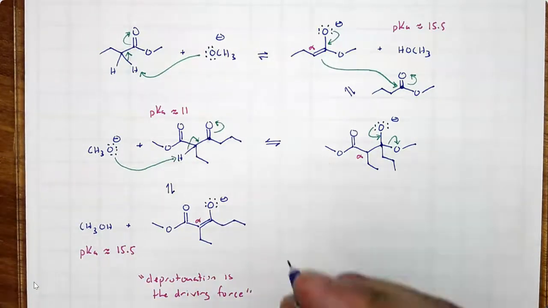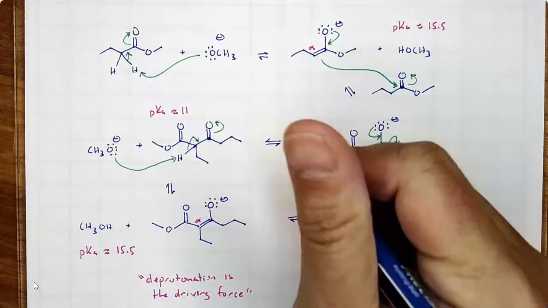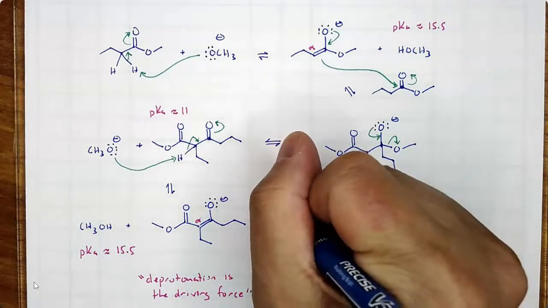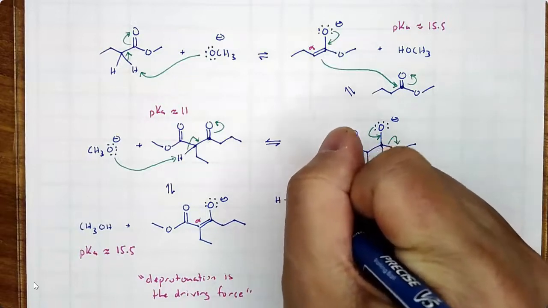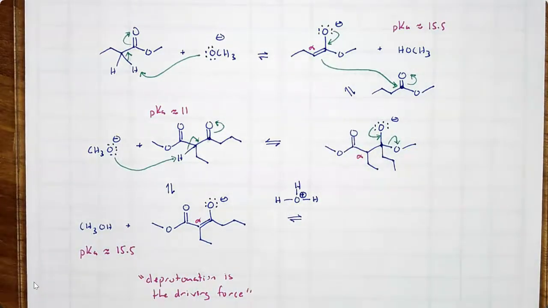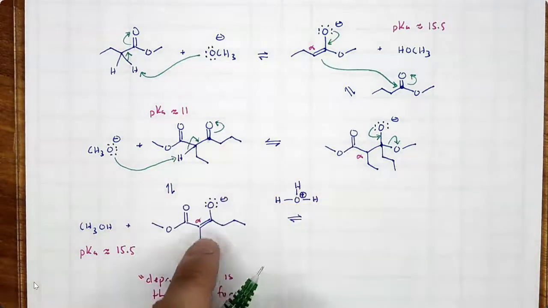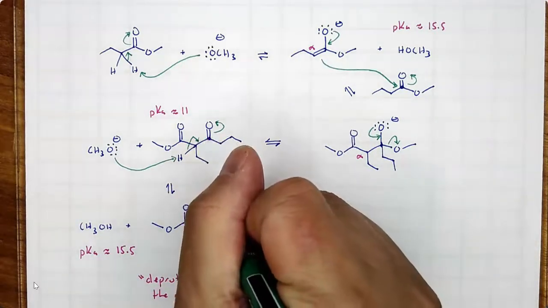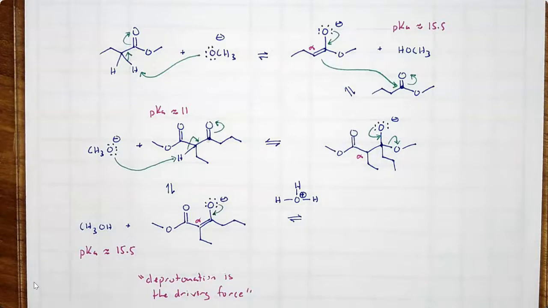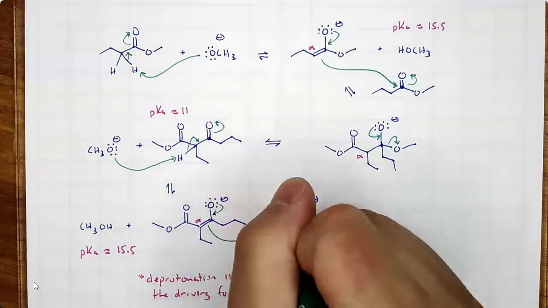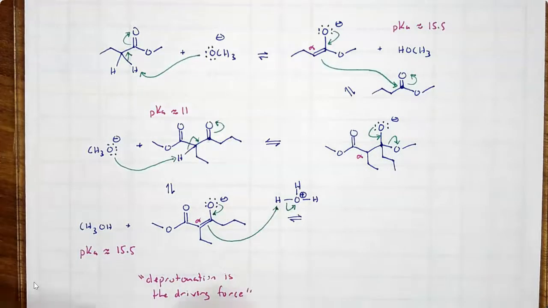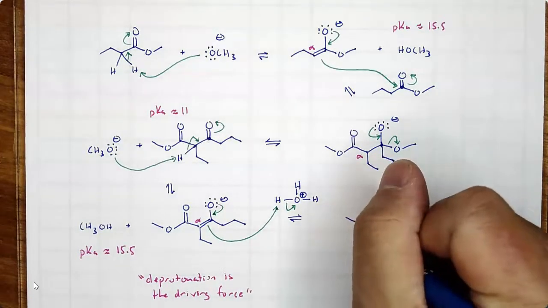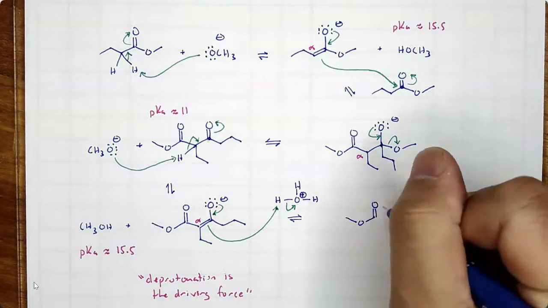The last step, and it's pretty short, right? Pretty short mechanism. You just have to keep track of this relatively large molecule where everything goes. We're going to protonate the alpha carbon, and we do that by reforming the carbonyl, taking that bond, and picking up that hydrogen. And yes, this now is your final product.